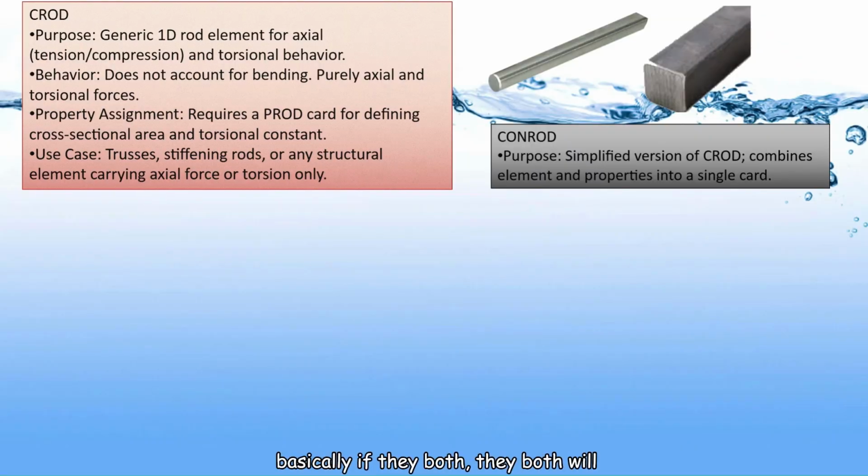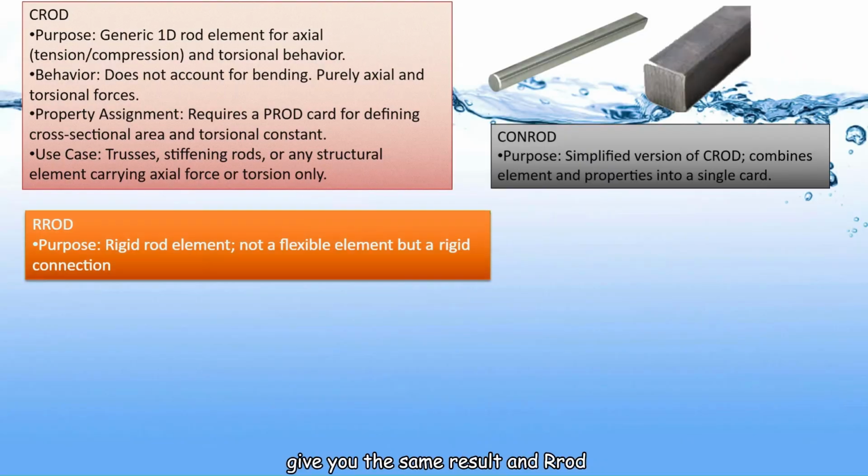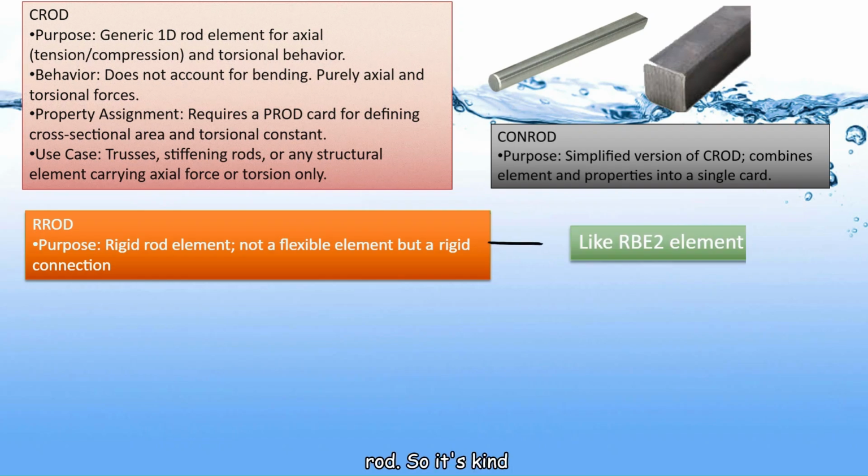They both will give you the same result. RROD is basically a rigid version of CROD, so it works kind of like an RB2. Nowadays, RROD is no longer used. Instead, people started using RB2 due to its convenience.